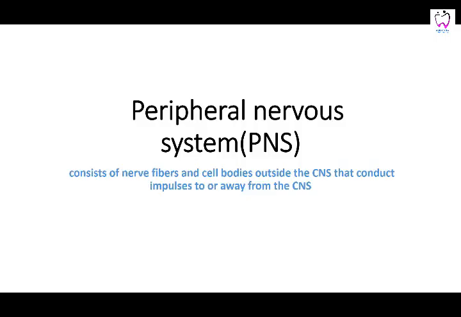Then is the peripheral nervous system. The peripheral nervous system consists of the nerve fibers and cell bodies outside the central nervous system that carry impulses away from the central nervous system. That is, they bring orders from the center to the periphery. These are the fibers which are traveling to the periphery. That forms the peripheral nervous system.